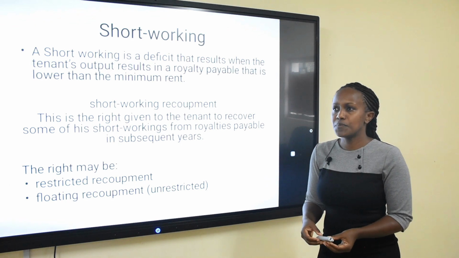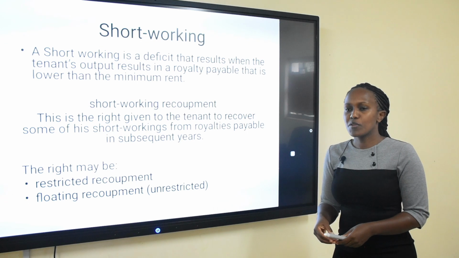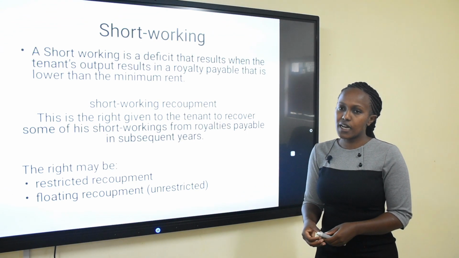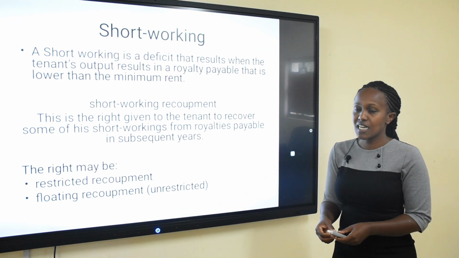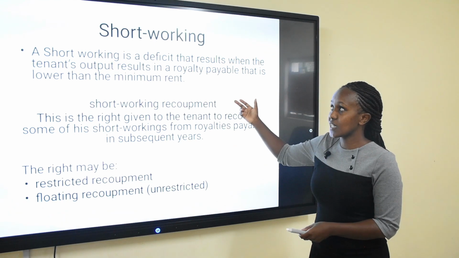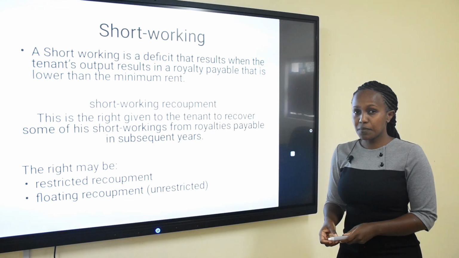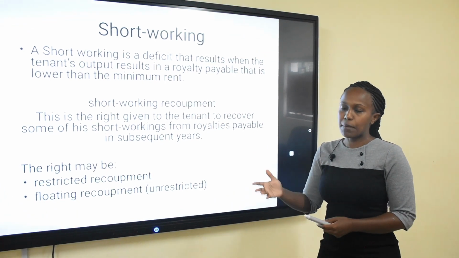Now, in the initial years of the agreement, before the tenant breaks even, he may find himself in a situation where he is not able to meet the minimum rent, maybe for the first 2 or 3 years. And therefore, all those periods are going to have short workings. And in the future years, say once he is able to break even, he is able now to meet the minimum rent and also get a surplus.